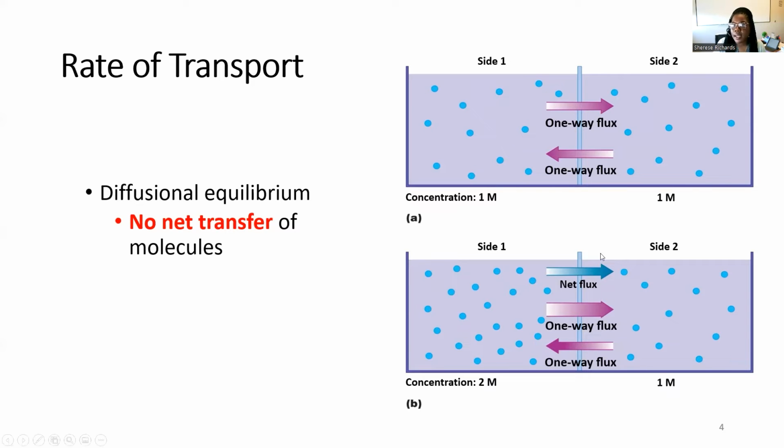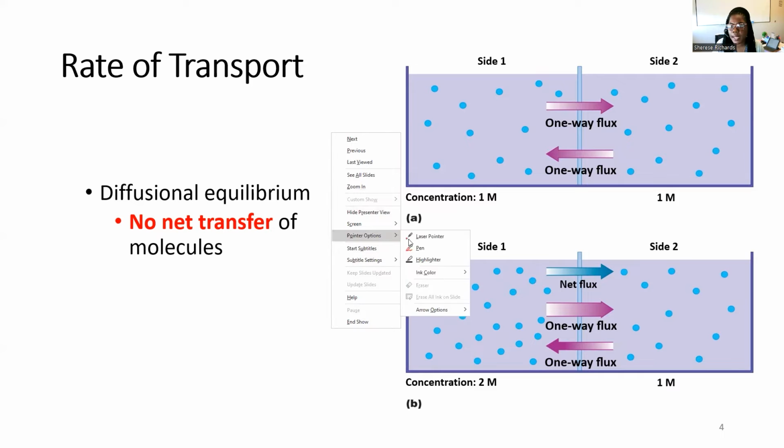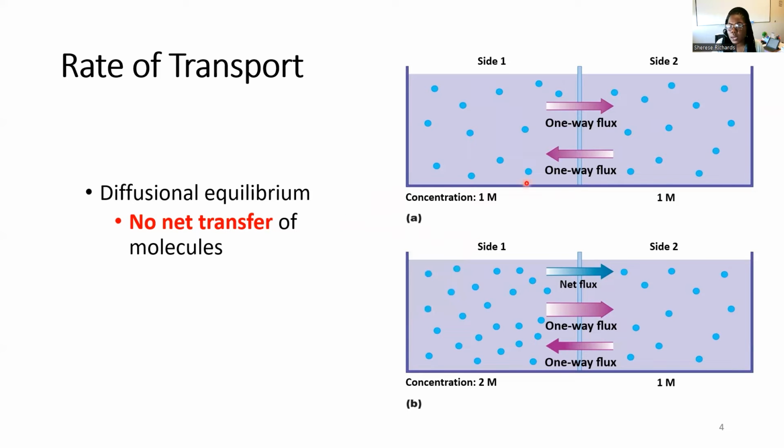Let's say in this first panel in this schematic, side 1 has 1 mole of particles dissolved, and side 2 also has 1 mole of particles. We can think about movement happening from side 1 to side 2 as a one-way flux of particles. And then there's also movement happening from side 2 to side 1. But notice that there is no net movement.